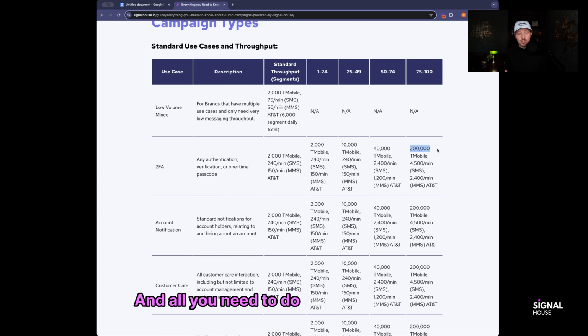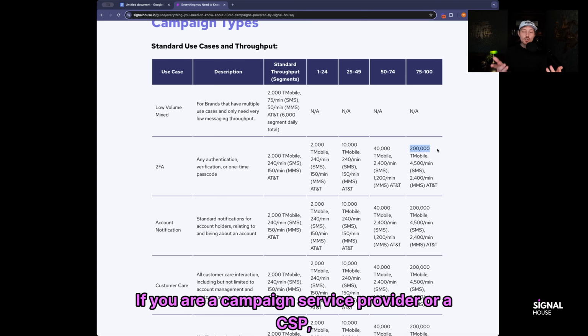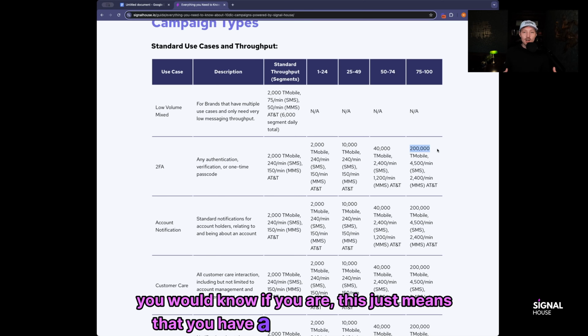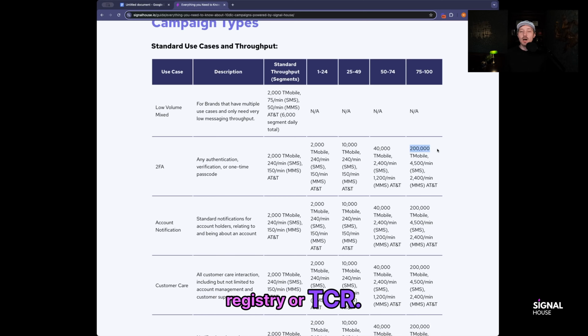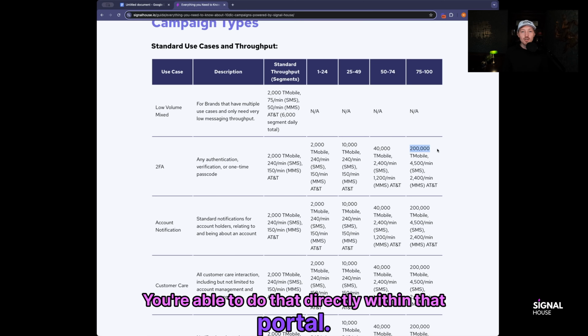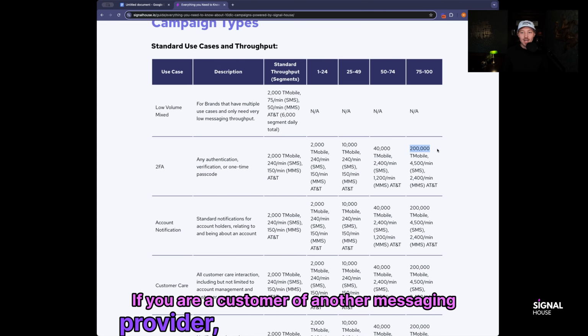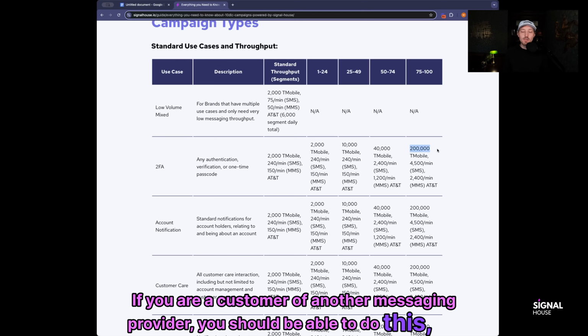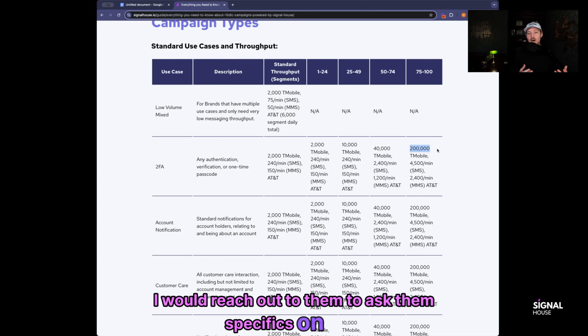And all you need to do this process is in your account. If you're a Signal House customer, you can do this directly within your Signal House portal. If you are a campaign service provider, or a CSP, you would know if you are. This just means that you have a login to the Campaign Registry, or TCR. You're able to do that directly within that portal. If you are a customer of another messaging provider, you should be able to do this, but I would reach out to them to ask them specifics on how.